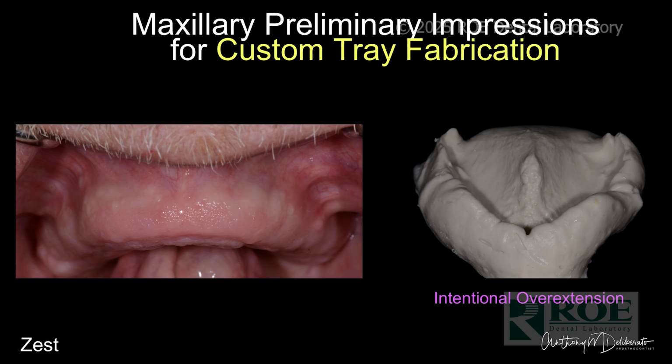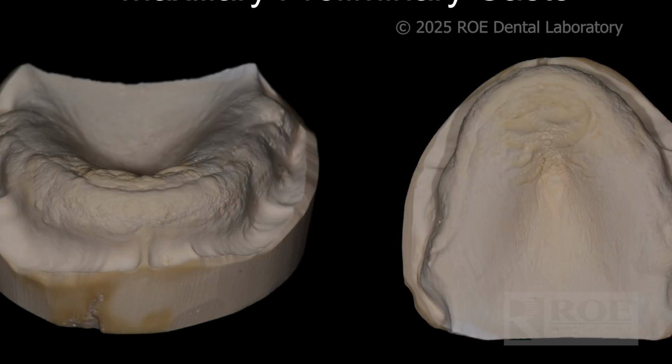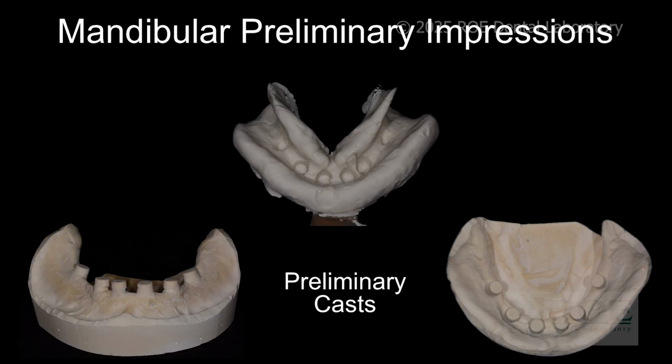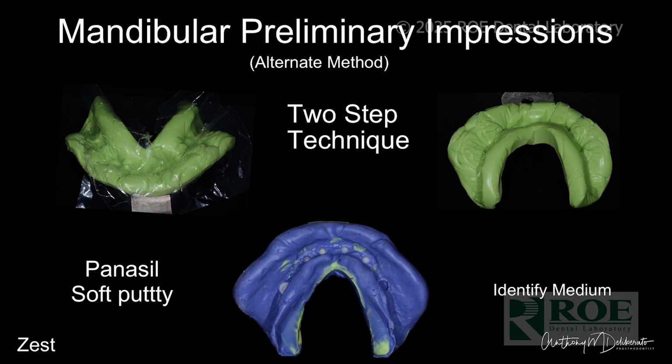So here's our initial impression. Here's our impression for the lower. Zest has these white blockout spacers that will give you enough space for the cylinder. So in this case, that's what I used. And then we can pour a nice model up that actually has enough blockout. I'm sorry, back up. That's not for the final prosthesis. With that, we can make a custom tray so that we can take an impression.